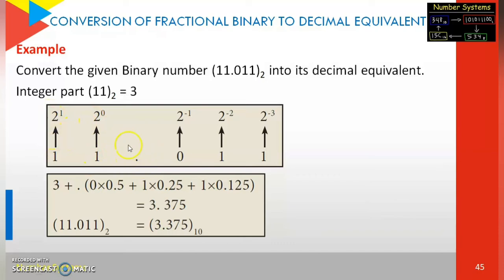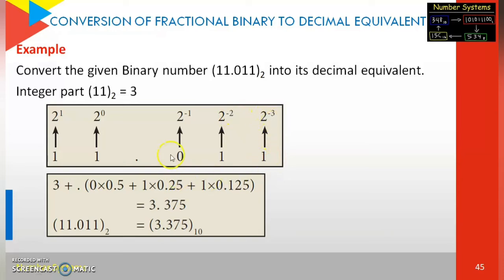After the decimal point, for the fractional part, we write the powers of 2 with negative numbers. We start from the left side to the right side. The first positional value is 2 power minus 1, the next one is 2 power minus 2, and the third one is 2 power minus 3.